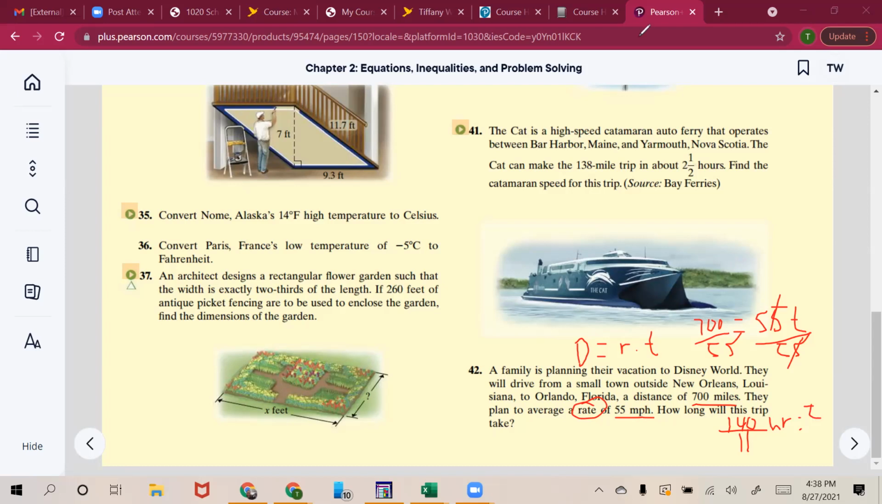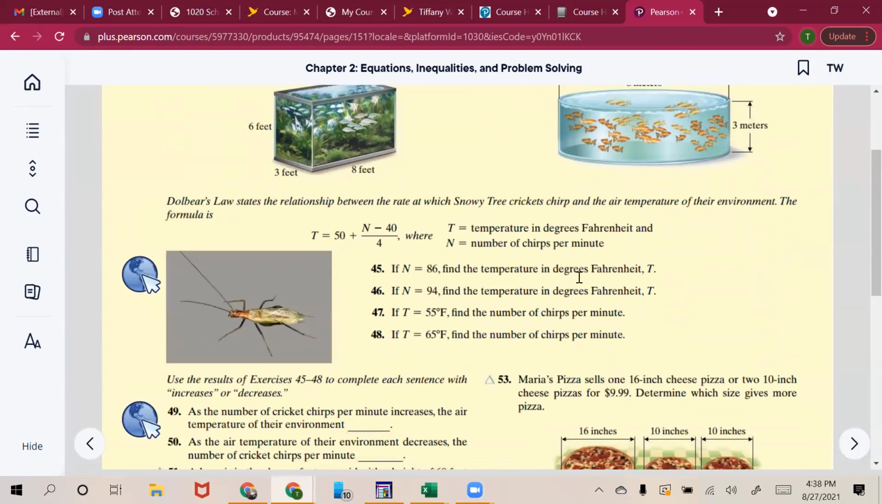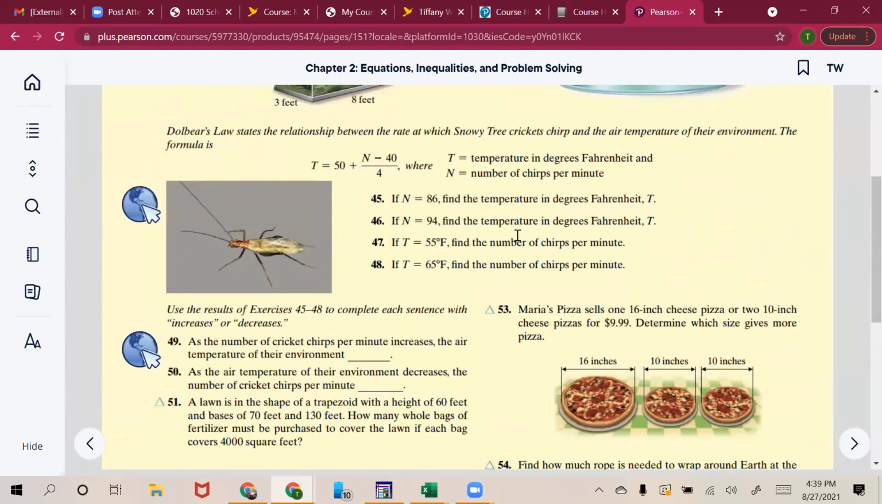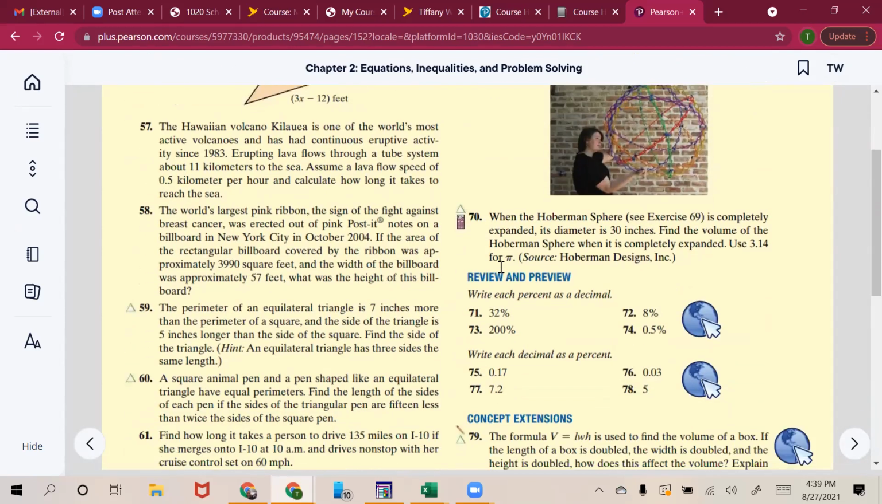What else can we do here? Let's see. Guys, you've got this little snowy tree cricket formula. That one's not bad because it's already set up for you and ready to go. I'm just kind of looking here if there's anything else I want to try to do. Let's do 58. And then I think we do 58, and then I think I'm going to call it quits on this video because you're probably burnt out too.